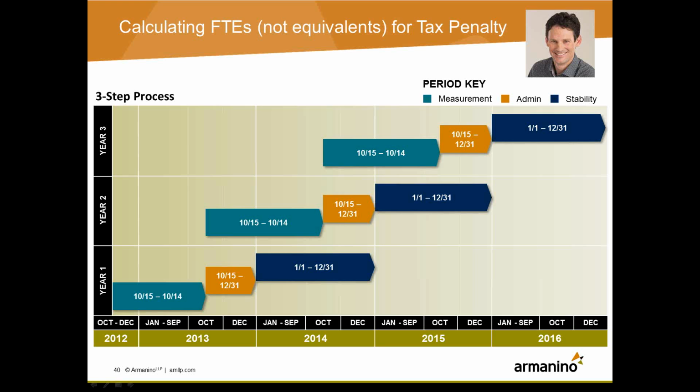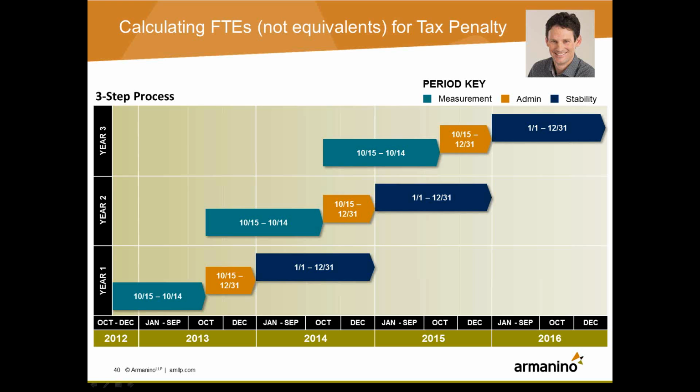So what happens is, during your measurement period, you're going to count your full-time employees. So during that measurement period, you count the employees, and then directly following that, you have an optional administrative period, which, even though it's optional, I think most people will do it, because it'll allow you to change your plan during that administrative period to comply with the insurance mandate. Then we fall into what's called the stability period.